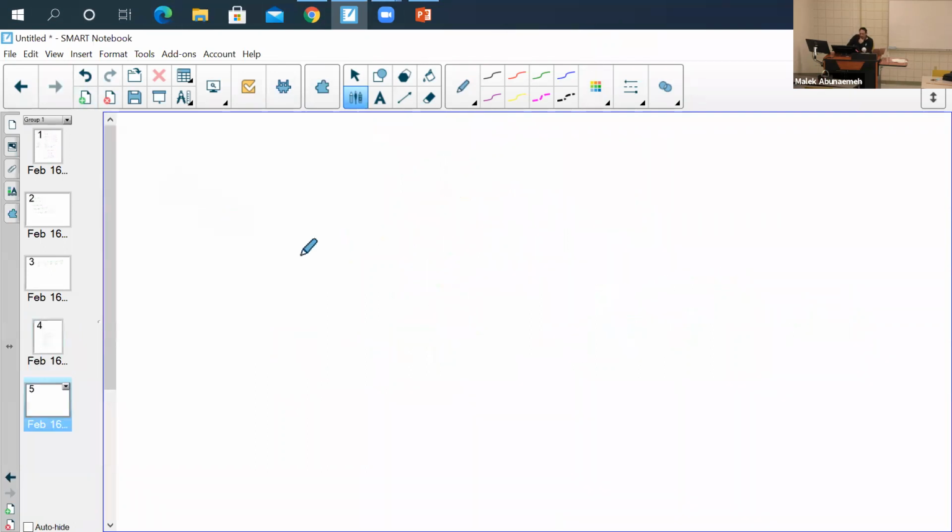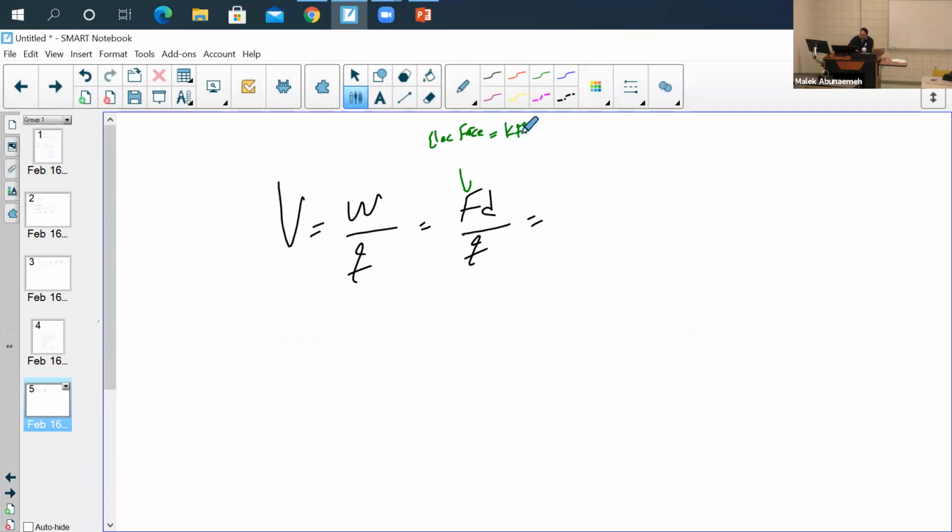Awesome. Now, we said that the voltage or potential difference is going to equal your work over your charge, where your work is your force times distance. Now, the electric force, let me write this down, is going to be K q1 q2 over r squared. Your distance is going to be the radius.